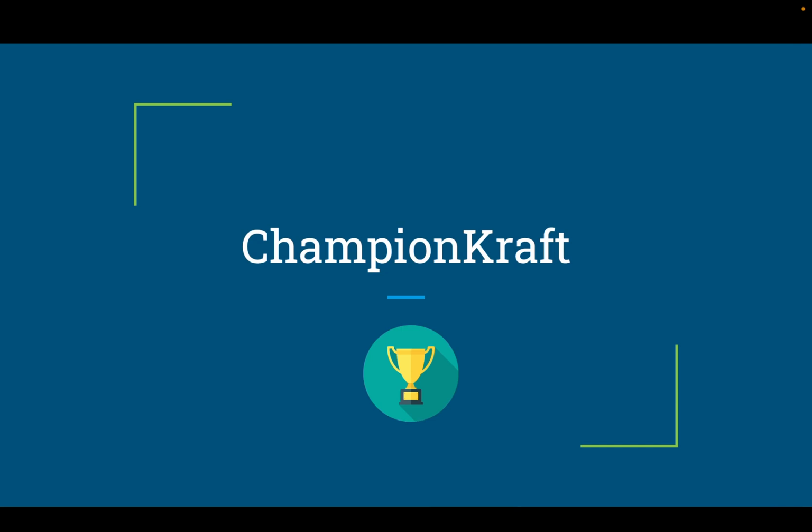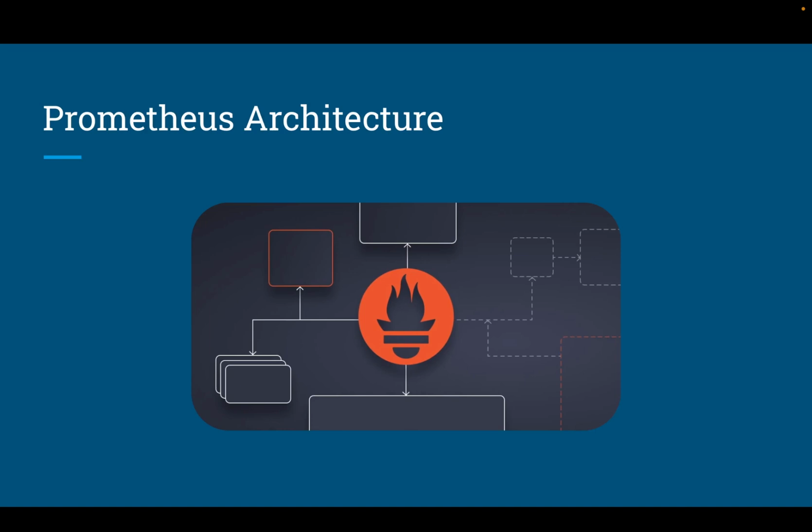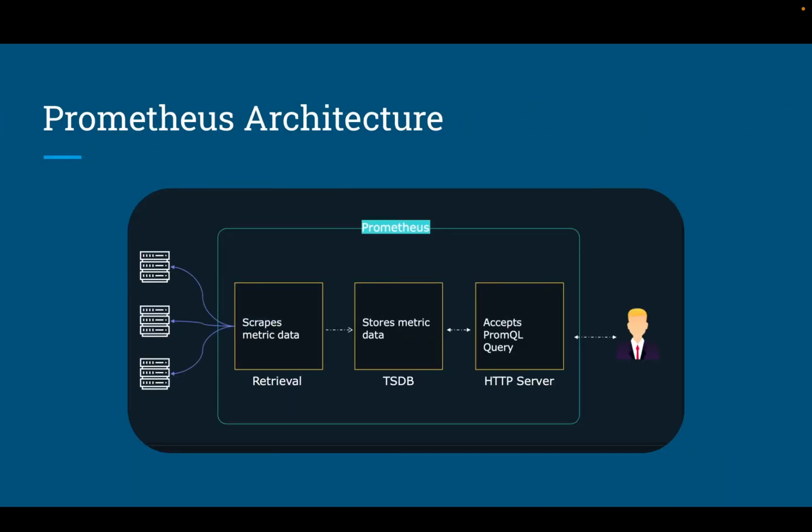And in this video I'm going to discuss Prometheus architecture. So let's start with a 1000-feet view of the architecture. Consider we have three servers: server 1, server 2 and server 3. And in Prometheus we have three main components: component 1, component 2 and component 3.